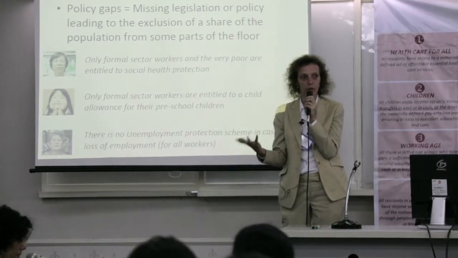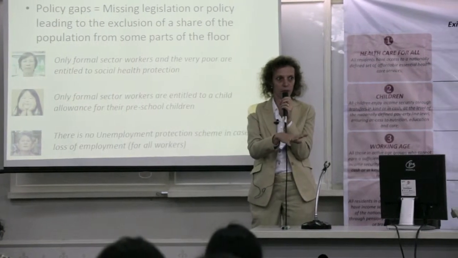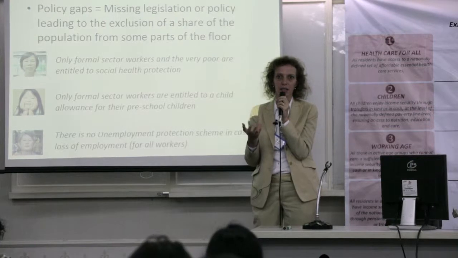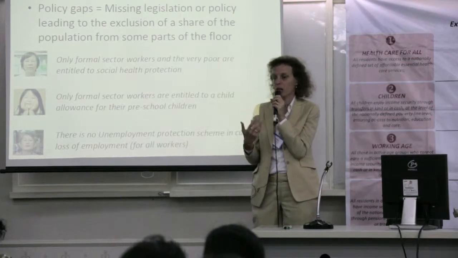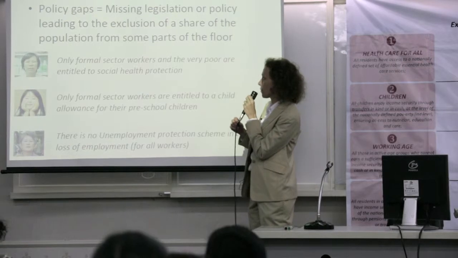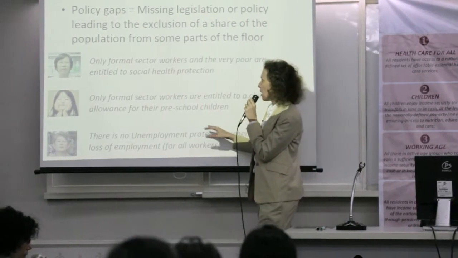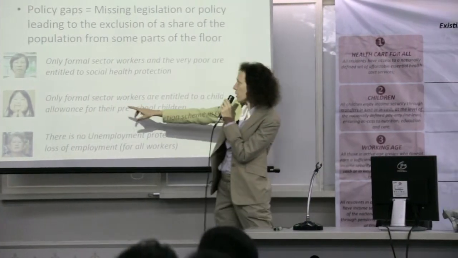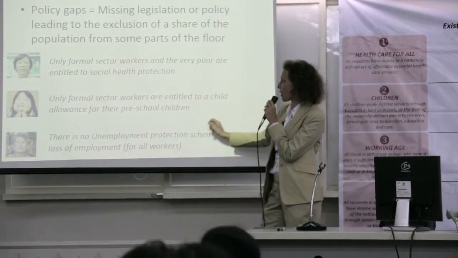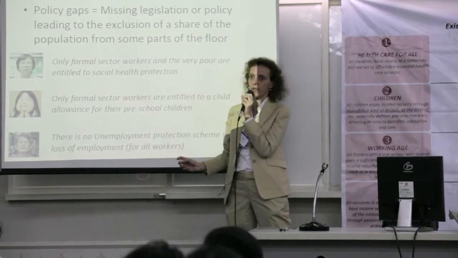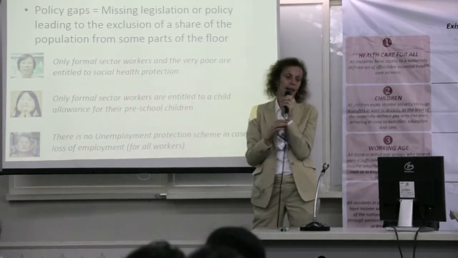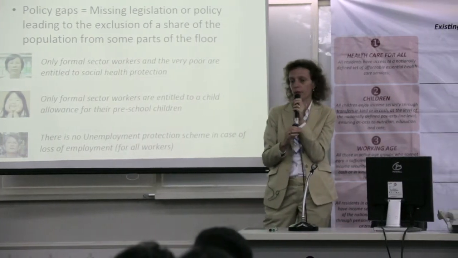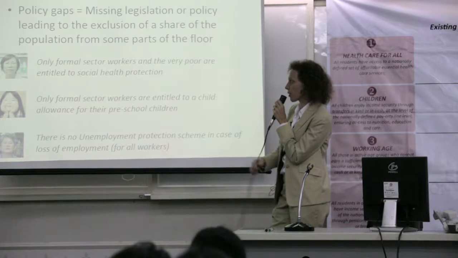But you had schemes for the formal sector, you had schemes for the very poor, but you didn't have really a clear law or policy or a scheme for the rest of the informal sector. Another one is, for instance, for small children, only formal sector workers are entitled to a child allowance for their preschool children. This is the case in Thailand, for instance.